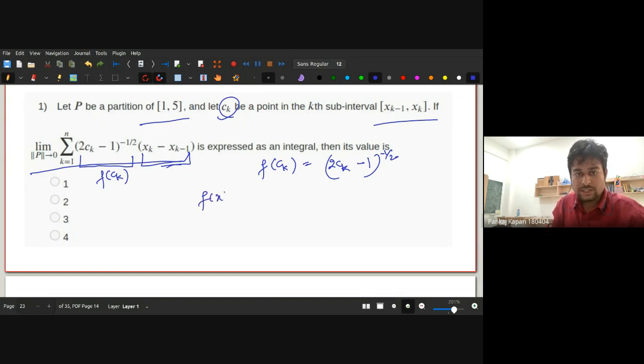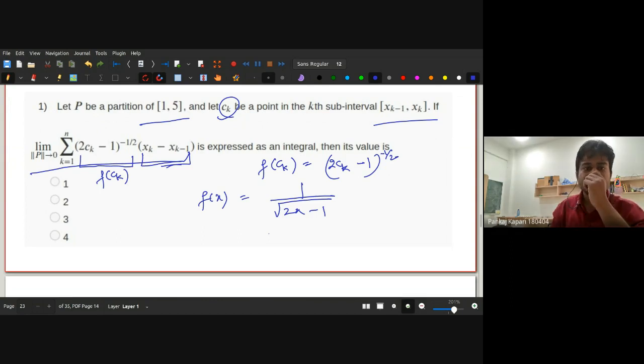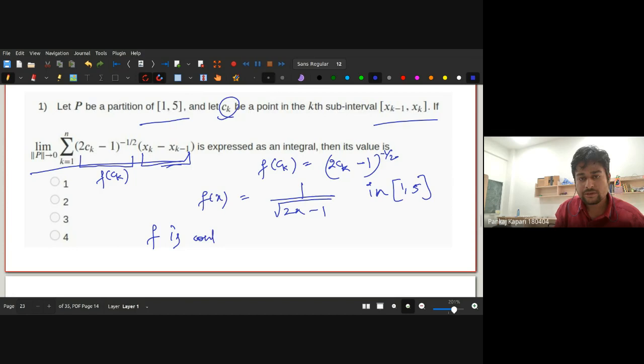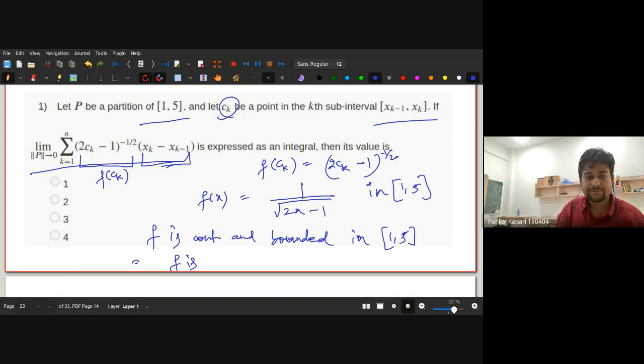It means we must consider the function f of x, which is just the square root of 2x minus 1. We can see that this function is not defined when x becomes half, but we are inside the interval 1 comma 5, so inside this interval the function is defined. In this interval f is continuous and bounded, and therefore f is integrable.